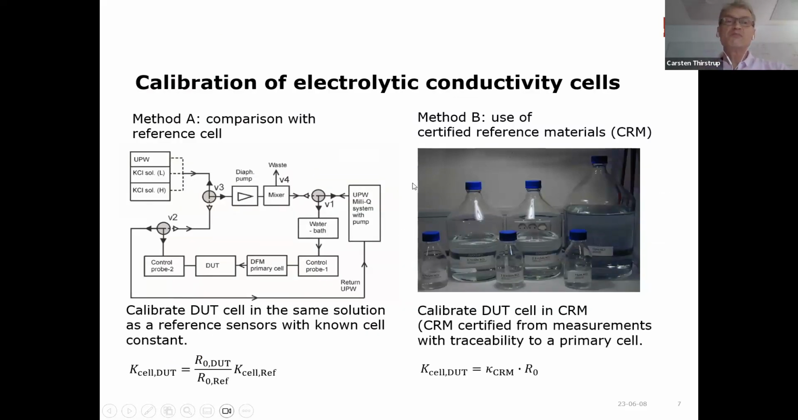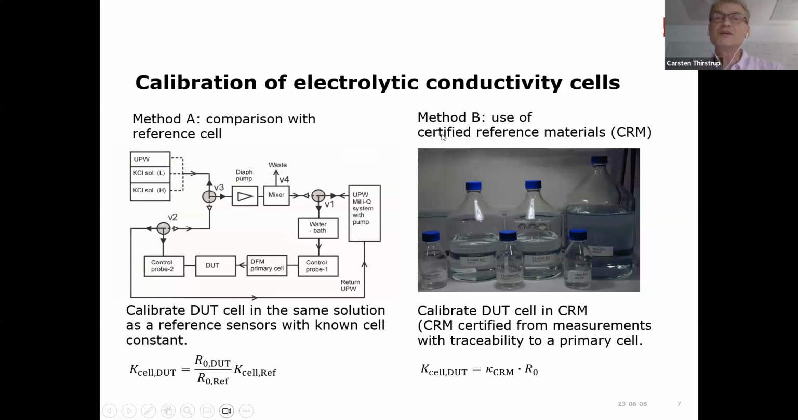There are basically 2 main methods of calibrating electrolytic conductivity cells. One method, which is normally used at low conductivity levels, is based on a closed flow loop setup where the device under test is mounted in the same flow loop as the working cell or primary cell, where we know the cell constant. In this case, the cell constant of the device under test can then be computed as the measured bulk resistance of the DUT divided by the measured bulk resistance of the reference, and then multiplied by the cell constant of the reference, which is known.